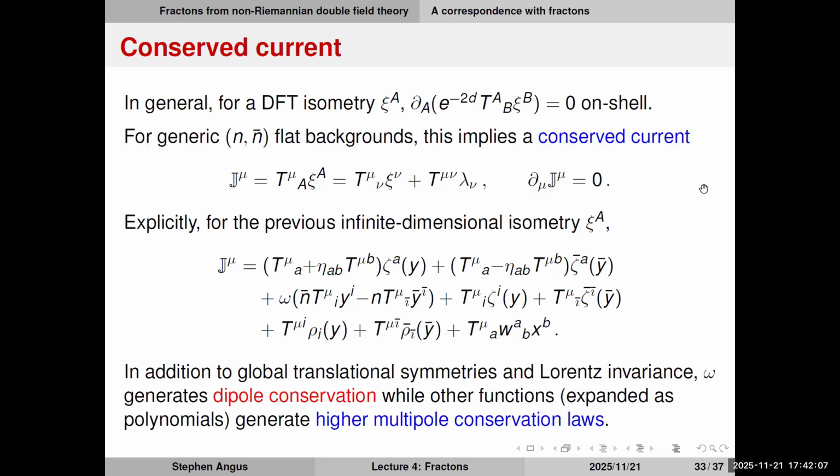So if we take the linear term of these functions with coordinates, we can get things that look like dipole currents. In addition to global translational symmetries and Lorentz symmetry, this omega in particular has this linear term here, which generally generates dipole conservation. And other functions, if they're present, would also generate higher multipole conservation laws.